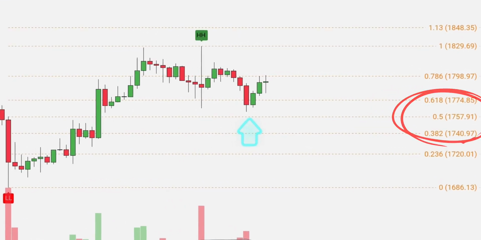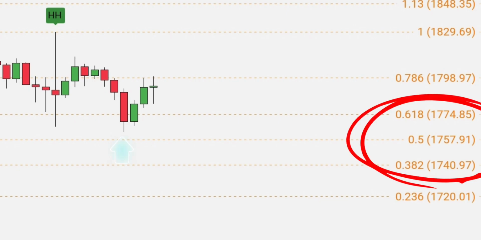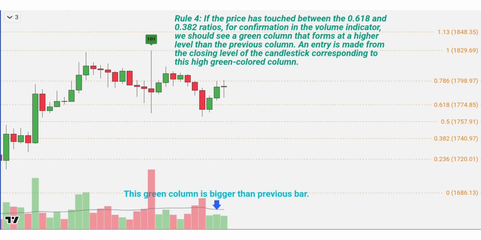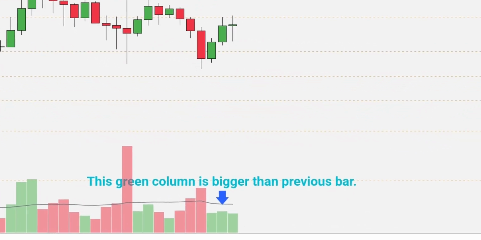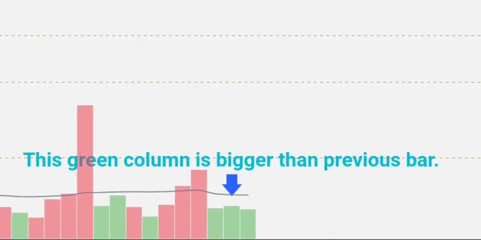Rule 3. After the HH label, we expect one of the candlesticks formed to come within the range of Fibonacci 0.618 to 0.382, considering both its wick and body. Rule 4. If the price has touched between the 0.618 and 0.382 ratios, for confirmation in the volume indicator, we should see a green column that forms at a higher level than the previous column. An entry is made from the closing level of the candlestick corresponding to this high green colored column.